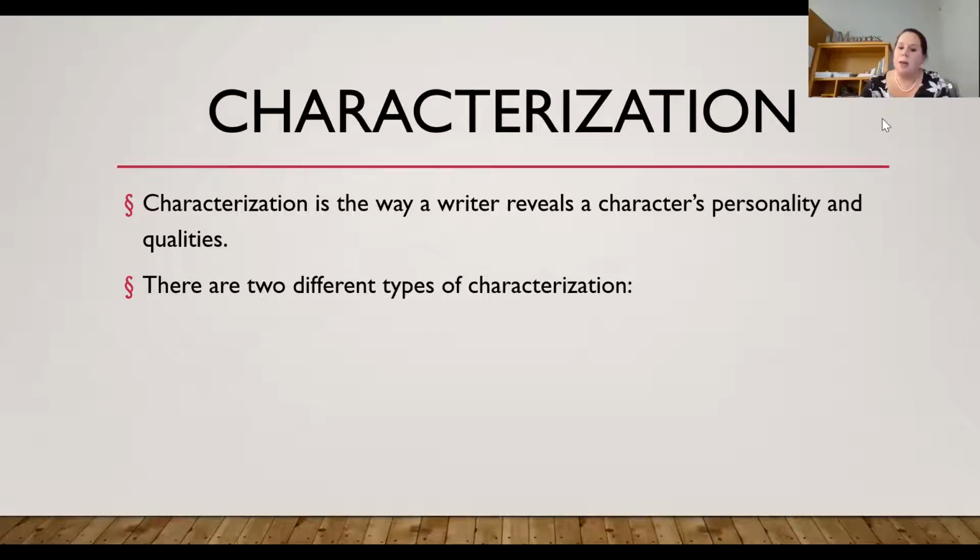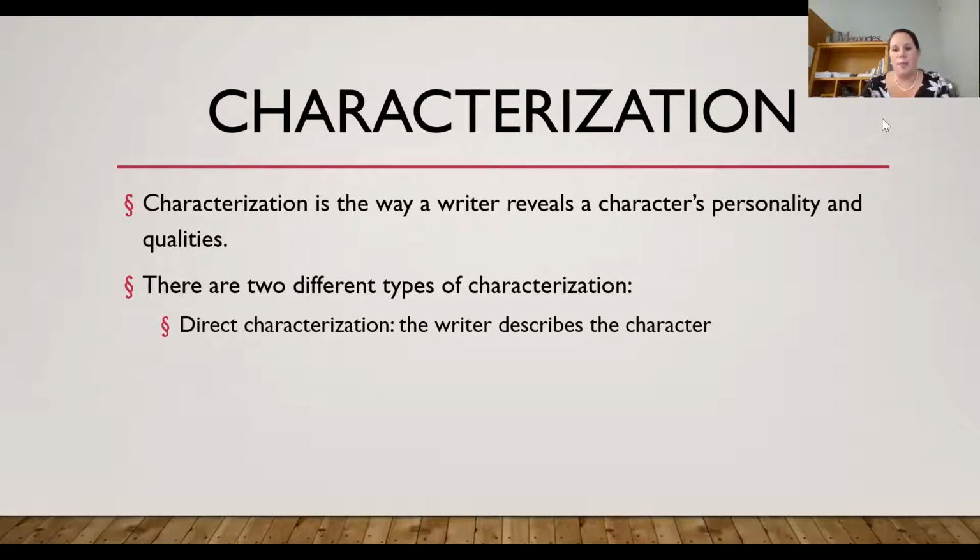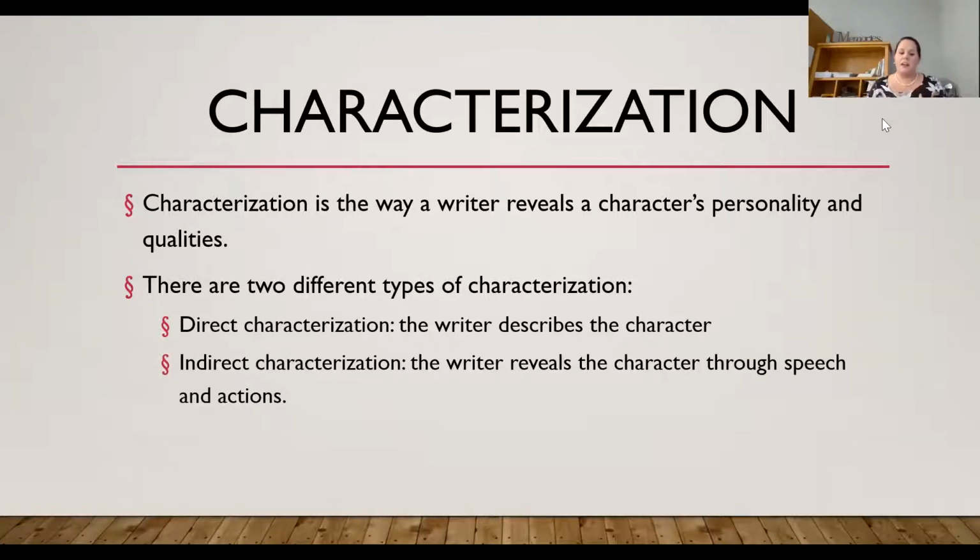There are two different types of characterization. You've got direct characterization. That's when the writer describes the character. The character is tall. The character is blonde. The character wears red. Then you have indirect characterization, which allows you to see things about that character based on what they say and what they do. We've got those two things that we're going to tie in, and you will be using those as we continue with our novel this six weeks.